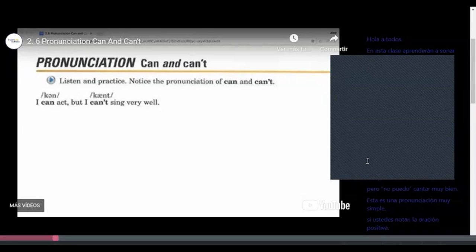Tampoco ing ni terceras personas. No, el verbo va en su forma base tal cual sin ningún cambio, sea que estés usando el positivo o el afirmativo. Por ejemplo, actuar se dice act. I can act. Repeat. I can act. I cannot. I cannot. Contraste.